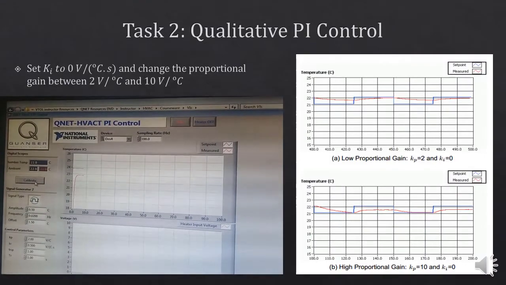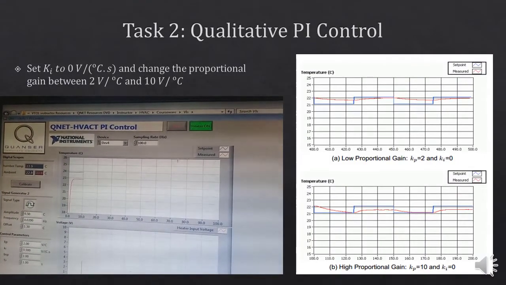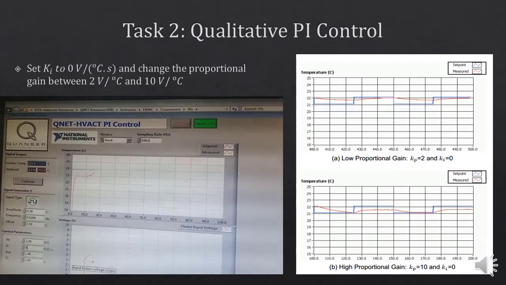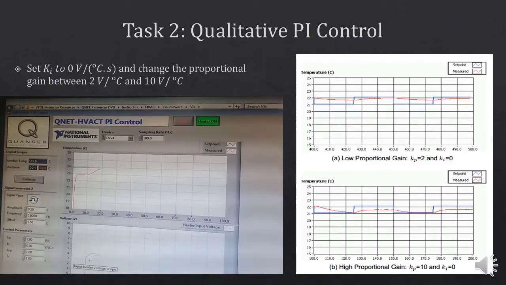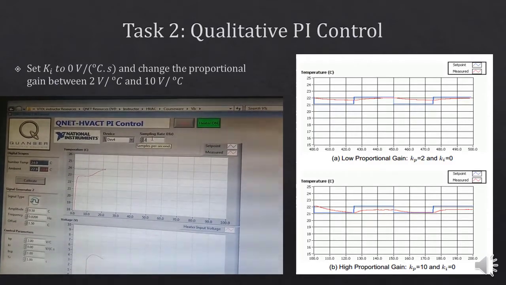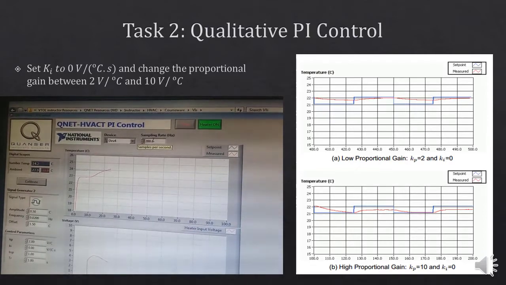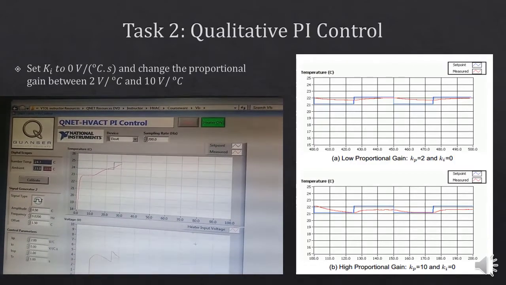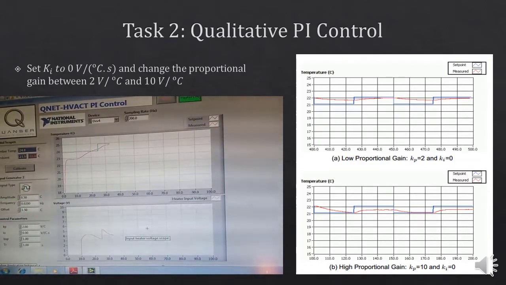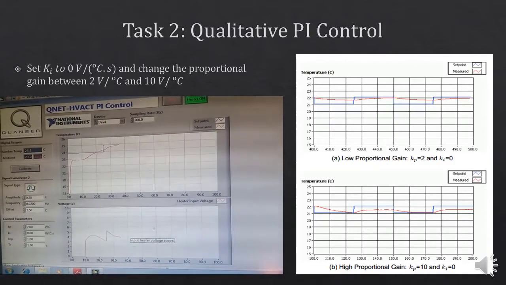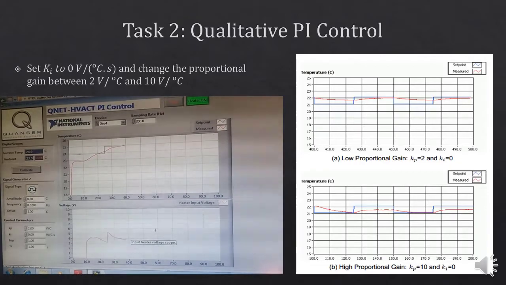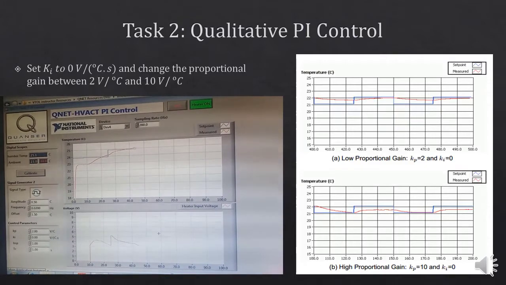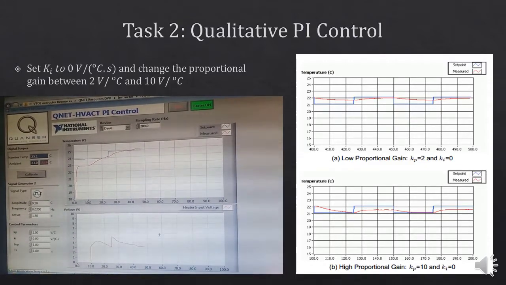The task number 2 is qualitative PI control. In qualitative PI control, we are going to randomly change the values of Kp and Ki and observe the effect. In this task, first I am going to set the Ki to 0 and change the value of Kp between 2 and 10. First I will set the value of Kp to 2 and then I will set its value to 10. Let's observe its effect. Kp will improve the rise time of the system. It will also decrease the steady state error, and settling time will be improved if higher proportional gain is used.